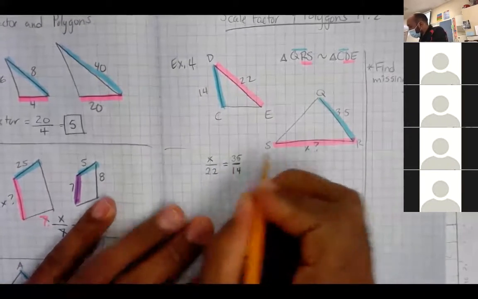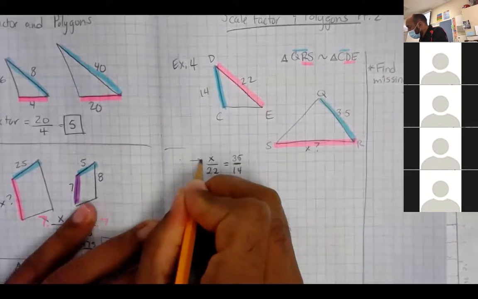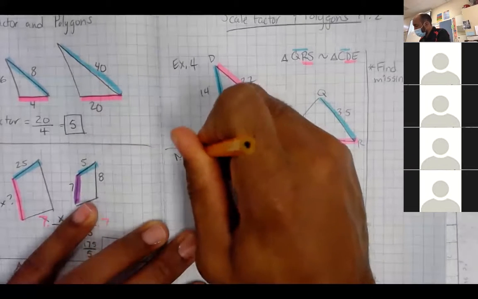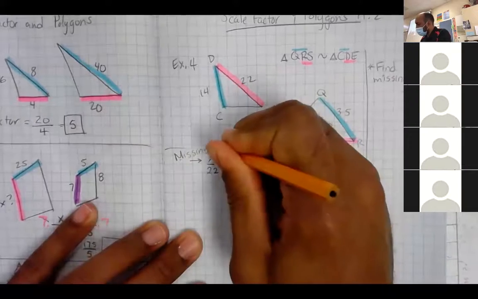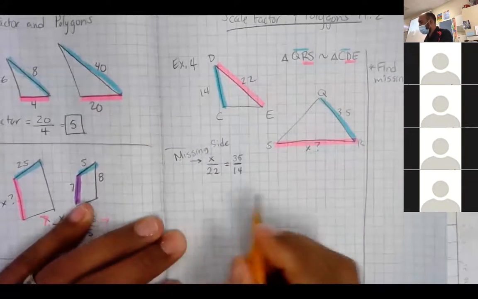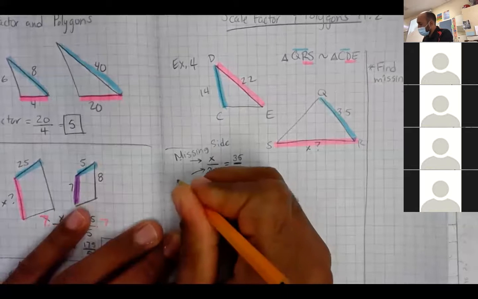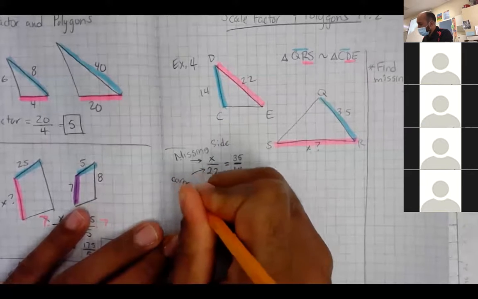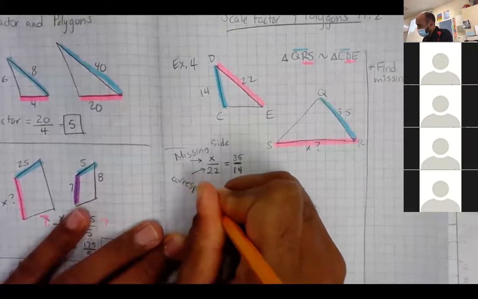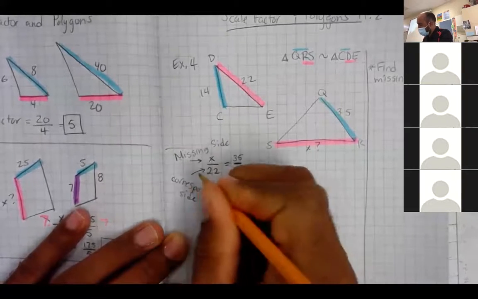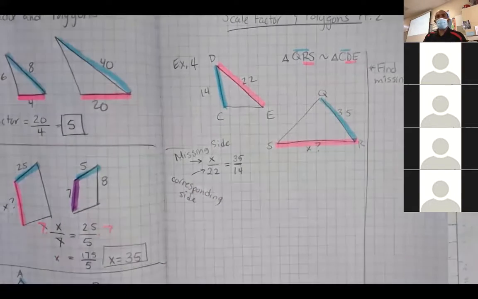So here, that's the missing side. And then this is the corresponding side. So, corresponding side.